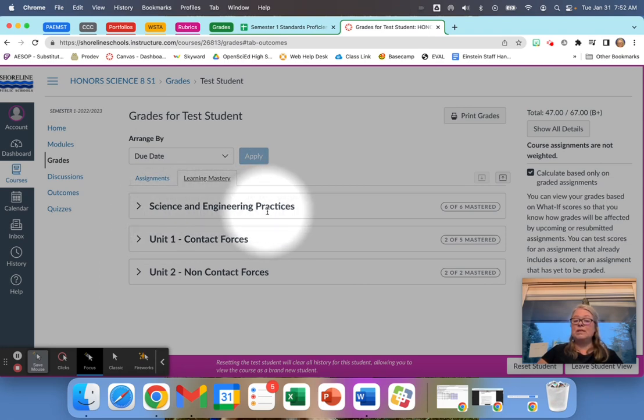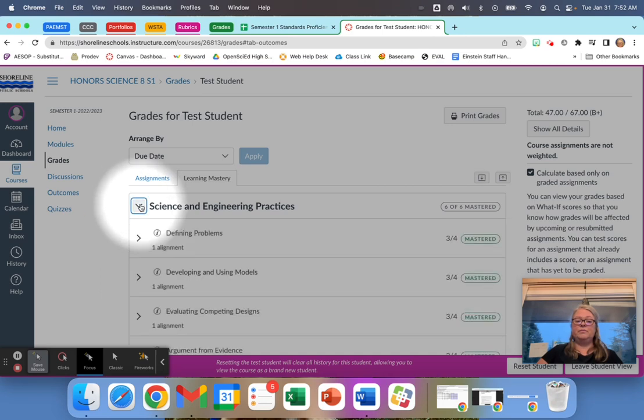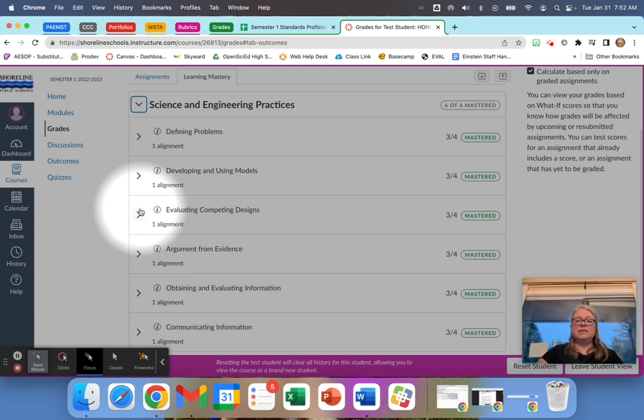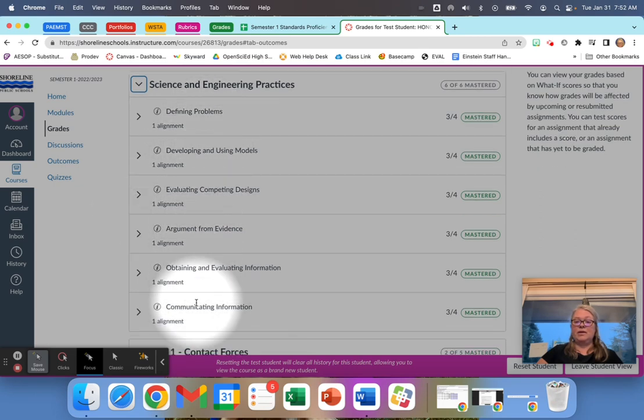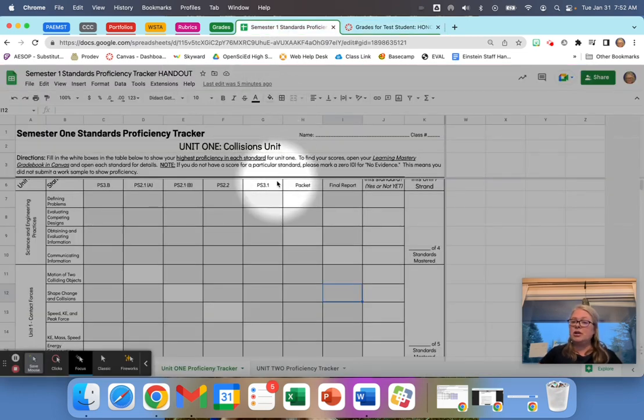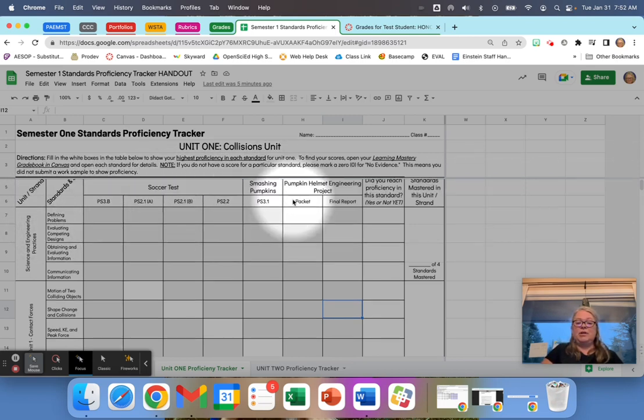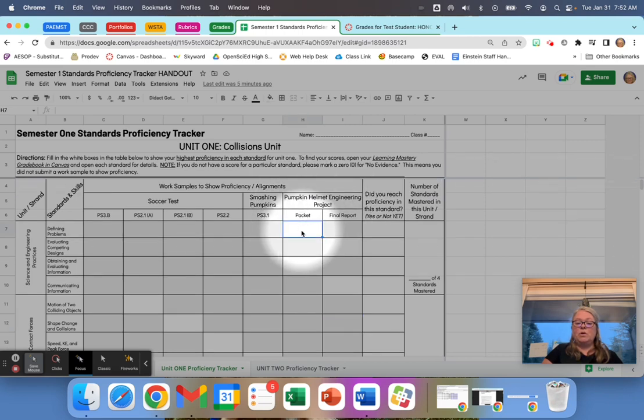In order to see the scores that I got, my highest level of proficiency in each of these standards, I'm going to click this little caret right here. That is going to show me the 6 standards that were in this category and my scores. So I'm going to look here, number 1, defining problems. I got a 3 out of 4. So if I come back to my chart, and your chart is going to be on paper, so you won't have to be clicking back and forth on the screens. You'll be able to just leave your Canvas up. So I come over here, defining problems. It was from that engineering packet. And I would put my score right here. I got a 3.